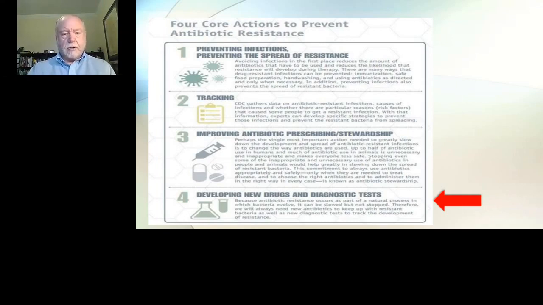So those are the three things that I think are core activities. And the fourth one, developing new drugs and new diagnostics, is part of where I focus. Diagnostics has been a sort of holy grail. We've always wanted a test that you can apply at the point of care, whether it's in a primary care physician's office or at the bedside in the intensive care unit.